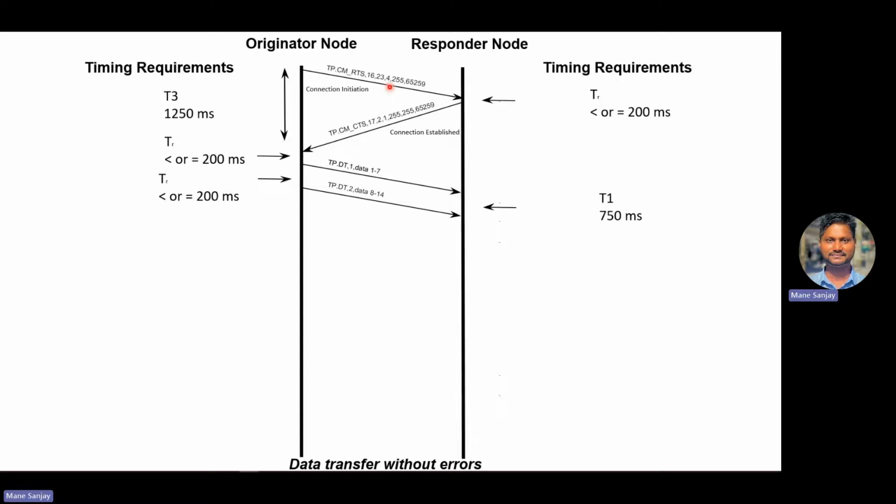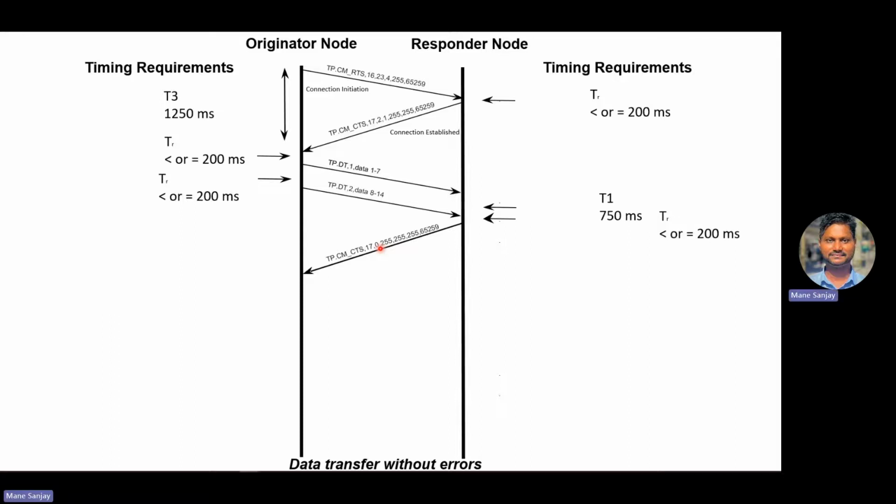Let's see what happens. The time duration between these 2 packets at the responder node is defined as 750 milliseconds. And after receiving the second packet, it waits for 200 milliseconds or less than that, and within that time it responds back with a clear to send message. So what is defined here? 17 is the control byte. And this byte talks about the number of packets. But you see here what it is saying? You send.